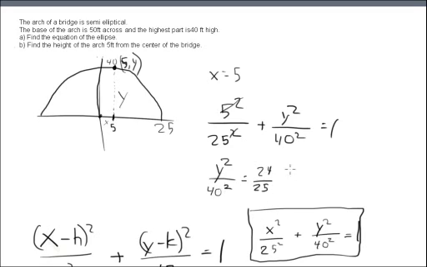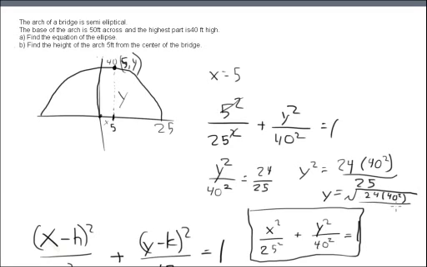Then we can bring over the 40. 24 is 40 squared over 25. And then we get y is equal to the square root of 24 times 40 squared over 25. And of course, you'd simplify that out, but that is the height of the bridge at that point.